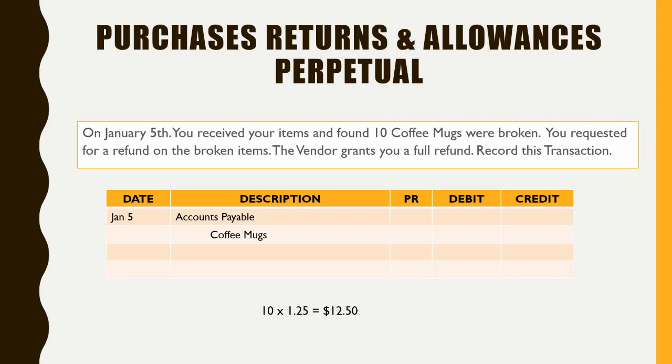So that's the straightforward and easy concept that we are going to learn here: since everything's going into inventory, that means everything's going to be taken out from inventory. All right, so in this case, accounts payable and coffee mugs. I'm going to credit coffee mugs because that's going to reduce my inventory account. I take my 10 times $1.25 and I get $12.50, and that's how much money I am getting back. Easy enough? Okay.